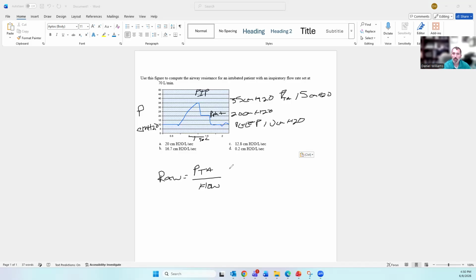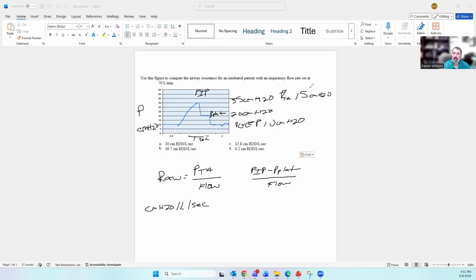And that PTA, remember, you can also rewrite this as PIP minus your Pplat divided by flow. Another thing we want to remember is that the unit of measurement for airway resistance is centimeters of water pressure per liter per second.